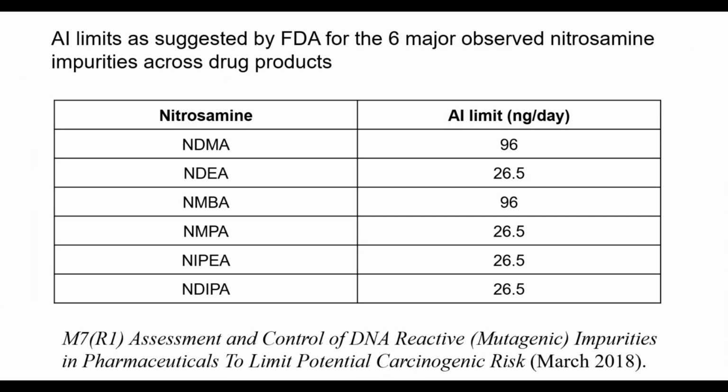And this is just an example that acceptable limits are suggested by the FDA. There are ICH guidelines. Initially they observed that there are only 6 major nitrosamine impurities, but now there are many. This is the 2018 guideline, the M7 guideline, that is the ICH guideline on impurities. But now there are many, and there is always a question on the acceptable limit of these nitrosamine impurities and the processes and other things.